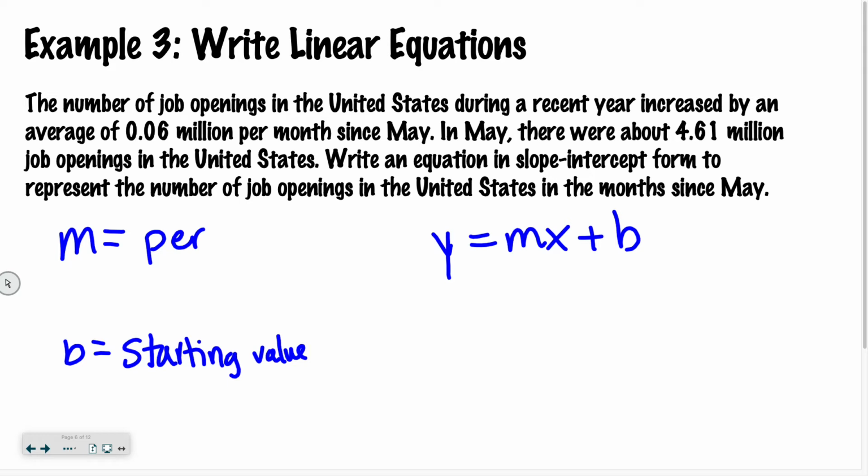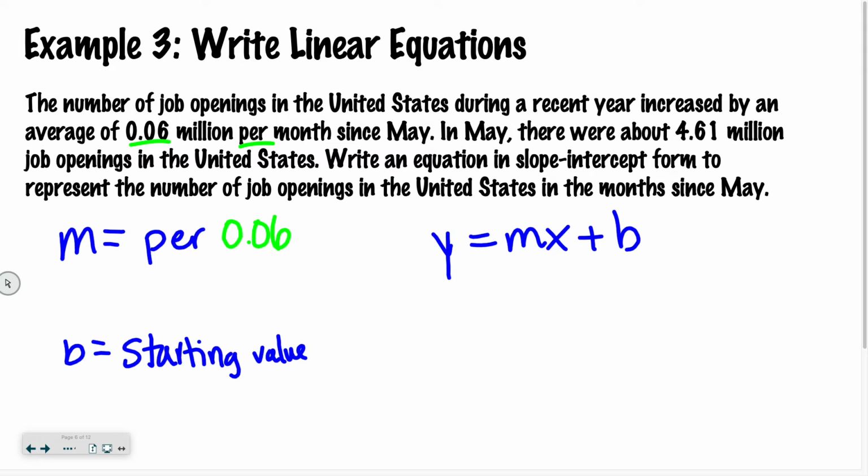So the number of job openings in the United States during a recent year increased by an average of 0.06 million per month since May. Okay, so I see that per with the number 0.06. That means my slope is 0.06. Then we have in May, there were about 4.7 million job openings in the United States.